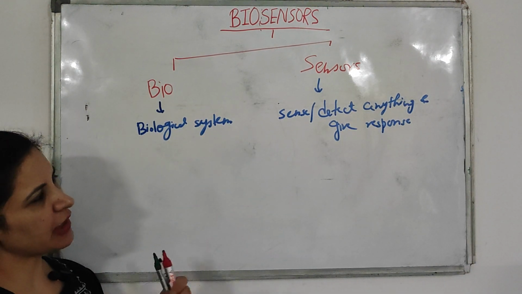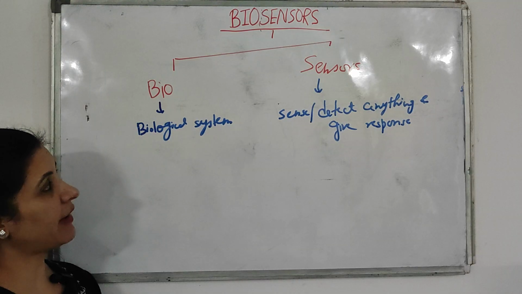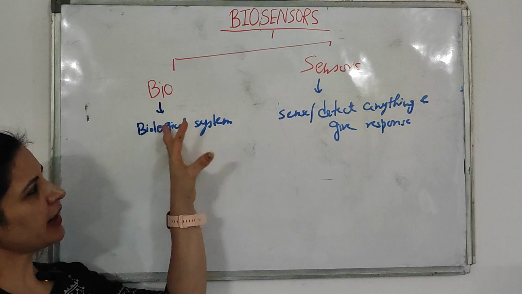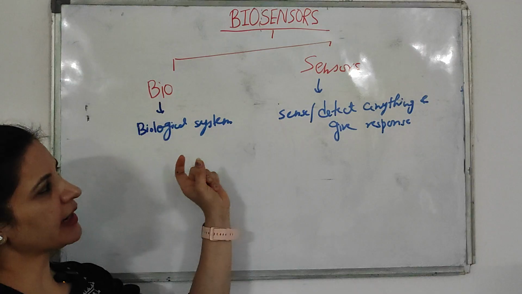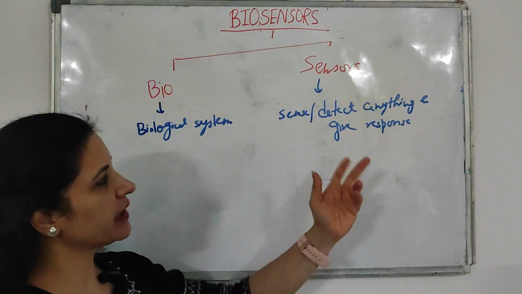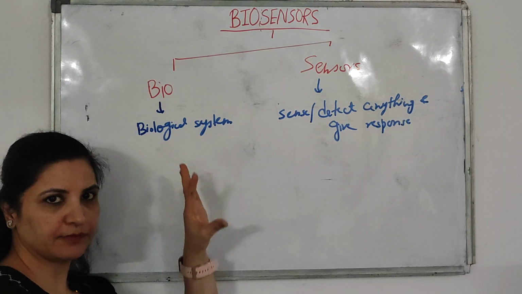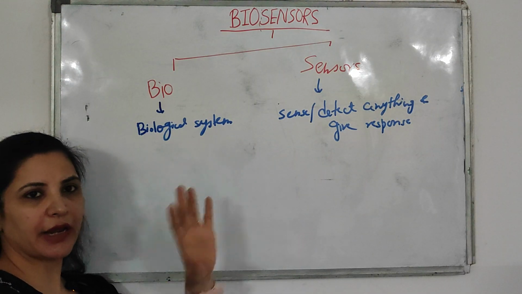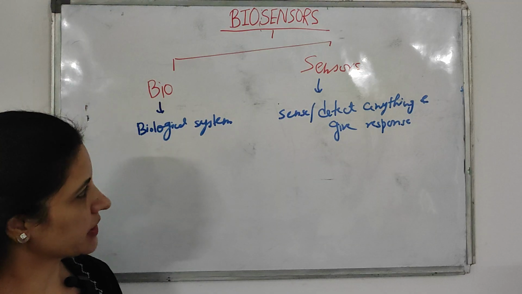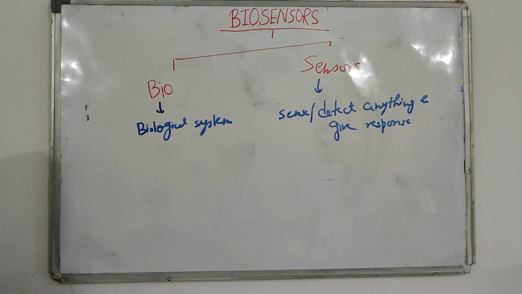So these are analytical techniques or analytical devices in which some kind of biological system is used, and that biological system gives some kind of signal, and we detect that signal and read it. So by splitting this term you can get a rough idea about the biosensor. Now comes the introduction.